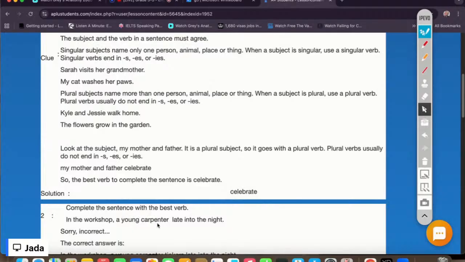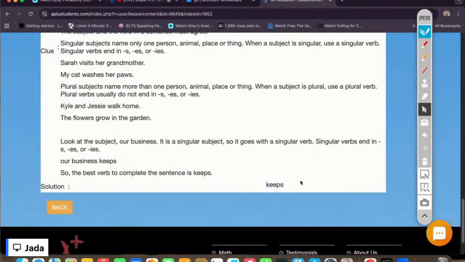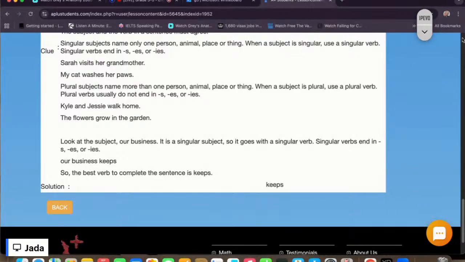In the workshop, a young carpenter dashed late into the night. So, we have what? Young carpenter. So it's one subject. We have a verb that has s. Okay. Did you know that our business dash normal hours during the holidays keeps? Okay, it's what? So we have a singular subject and then we will have a singular verb.